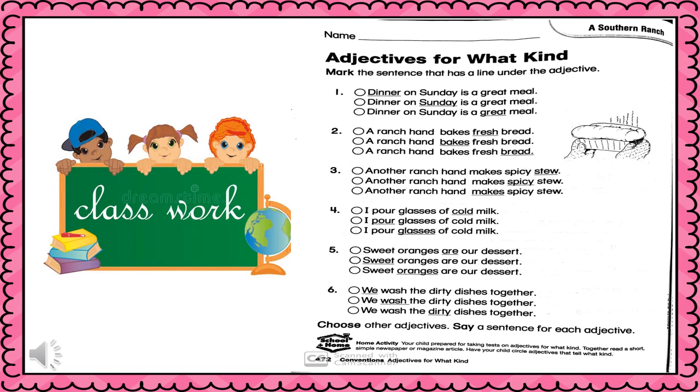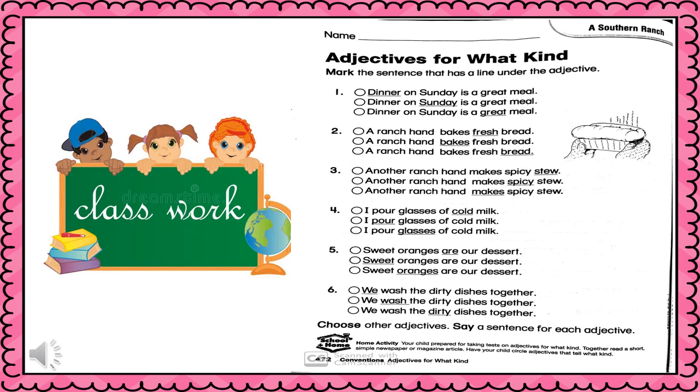Number 3. Another ranch hand makes spicy stew. Which option has a line under the adjective? Stew, spicy, or makes? Number 4. I pour glasses of cold milk. Cold, pour, or glasses. Which option has a line under the adjective for what kind?